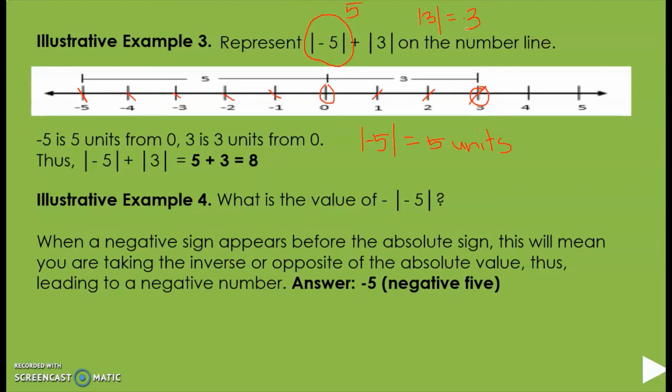The same concept applies to the distance units covered from 0 to 3. So if we are asked to find the distance covered from 0 to 3, it is 3 distance units, or 3 unit distance.